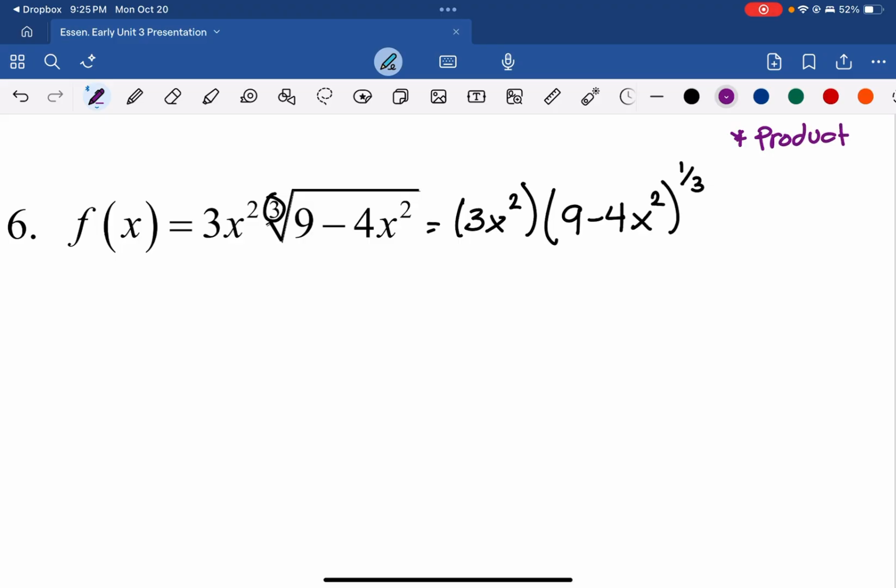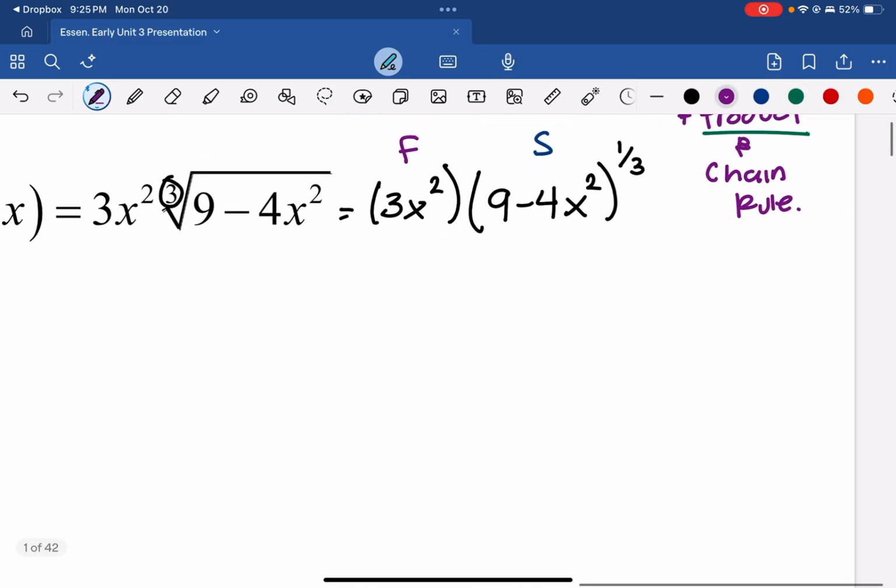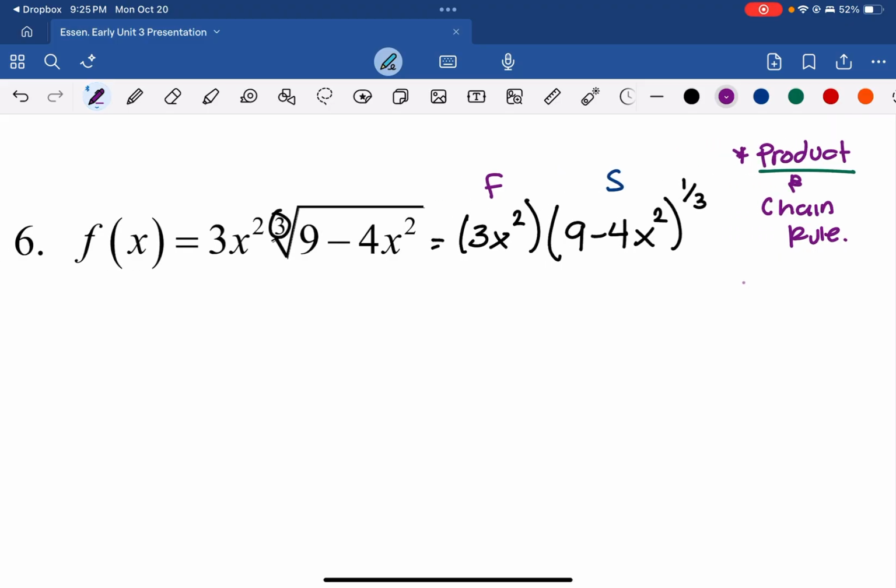So we have the product and the chain rule happening here. Okay, product says I do first times second, right? So let's product rule. So I'm going to write these off to the side. So right, our first is 3x squared. So our derivative of the first piece is going to be 6x. Our second piece is that 9 minus 4x squared to the 1/3 power.